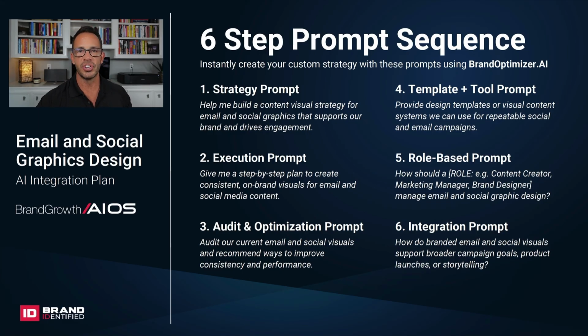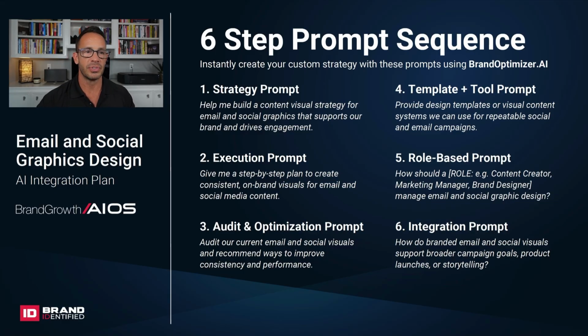Prompt number 2, this is your execution prompt, and that is: give me a step-by-step plan to create consistent on-brand visuals for email and social media content. Prompt number 3, this is your audit and your optimization prompt, and that is: audit our current email and social visuals and recommend ways to improve consistency and performance. Prompt number 4, this is your template and your tool prompt, and that is: provide design templates or visual content systems that we can use for repeatable social and email campaigns.